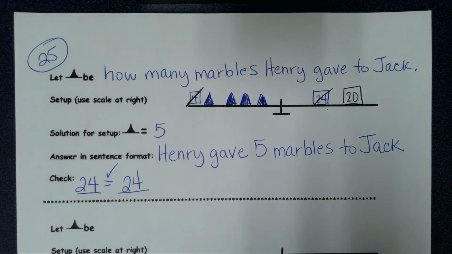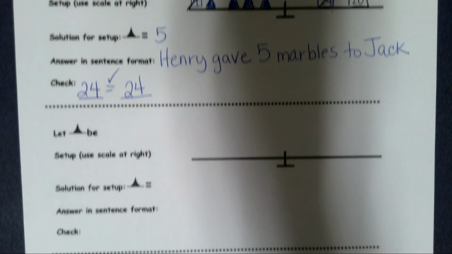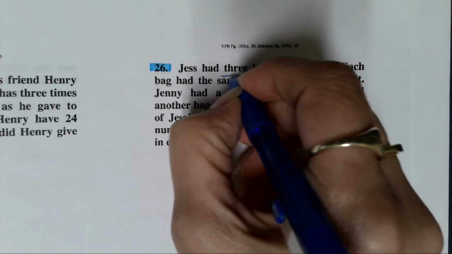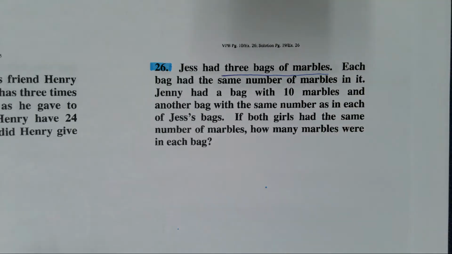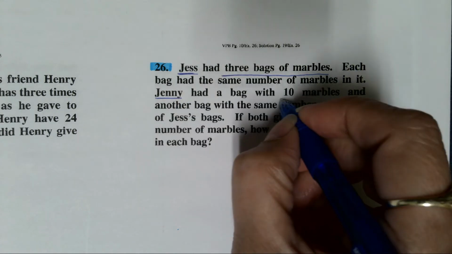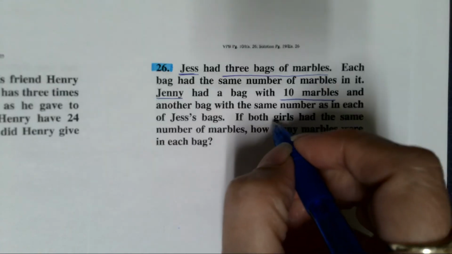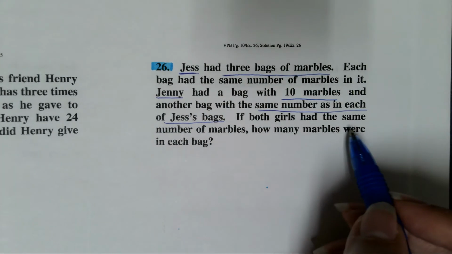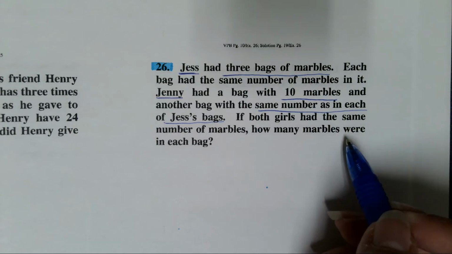So we're going to move on to problem number 26. And we're going to read through problem number 26 to start. Jess had 3 bags of marbles. Each bag had the same number of marbles in it. Now Jenny had a bag with 10 marbles and another bag with the same number as in each of Jess's bags. If both girls had the same number of marbles, how many marbles were in each bag?